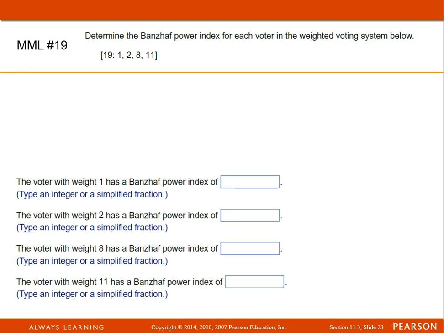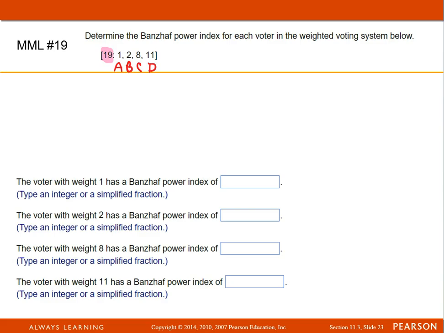All right, 19 wants you to determine the Banzhaf power index for each voter in the weighted voting system below. And as before, let's see, the quota that we're looking for is a total of 19 votes. And as before, the first voter is A, second's B, third is C, and the fourth is D. Now, each one individually, A, B, C, or D, if they're by themselves, they don't have 19 votes. So singles don't work here, okay?